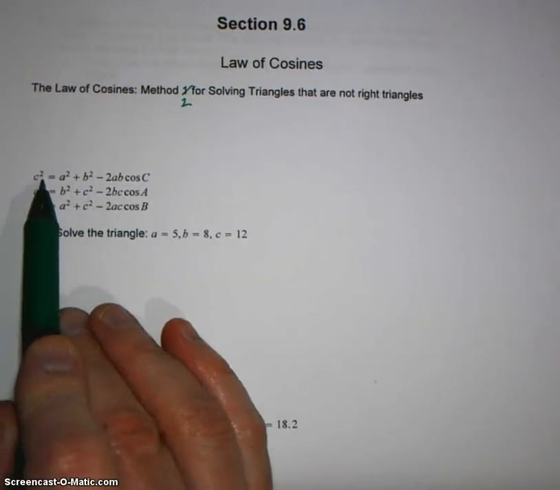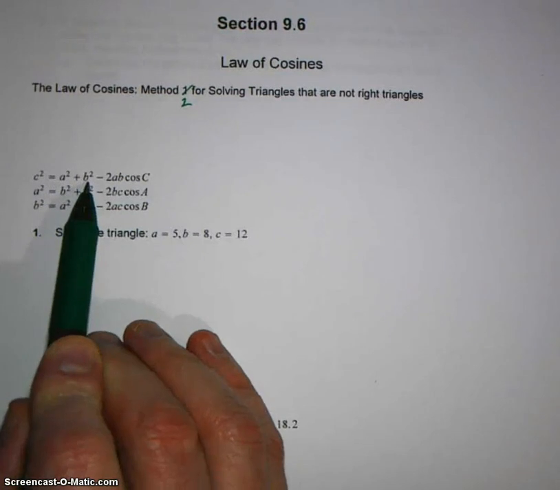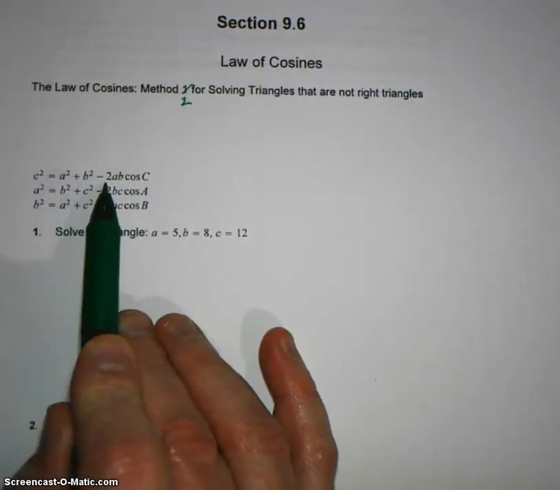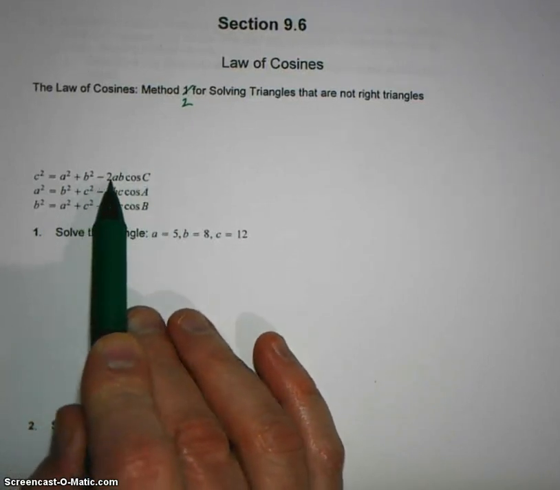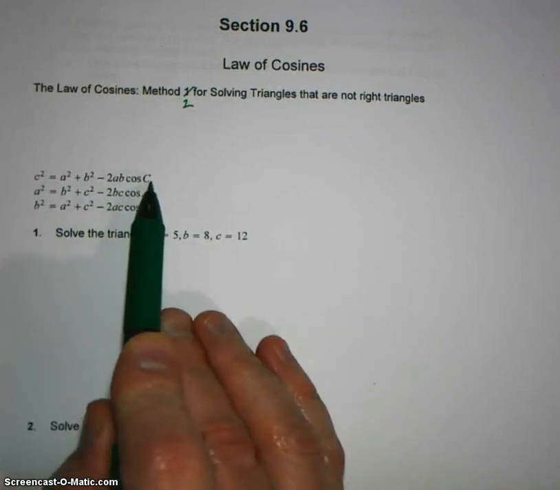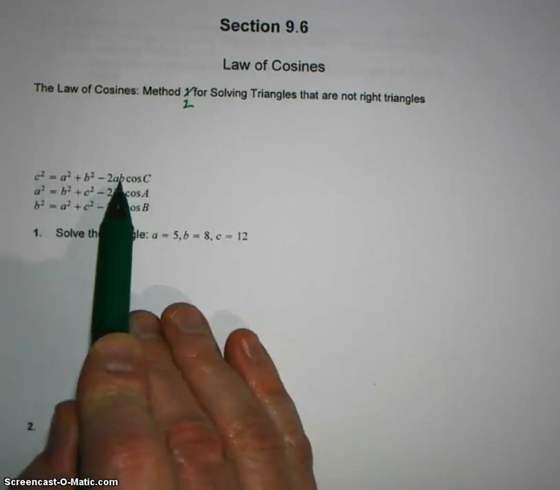Let's look at this first one. It starts with c squared equals a squared plus b squared. That's just our Pythagorean theorem, so we know that part. And then because we don't have a right triangle, there's a little correction factor, and that's minus 2ab cosine C. So notice you've got the c here and the C there. Those match. And you've got the a and the b and the a and the b.